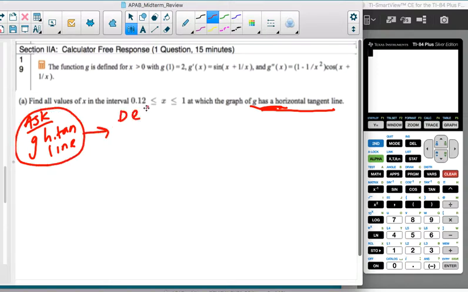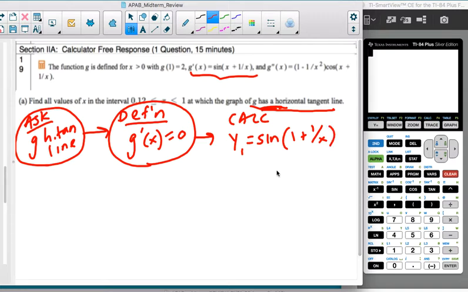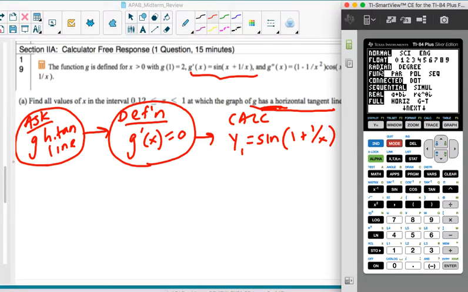Well, the definition of having a horizontal tangent line is that g prime of x is going to be 0. And that is something I can make my calculator do. Because if I use my calculator to put g prime in, I'm going to put my y1 in as sine of 1 plus 1 over x. And this is a great time to double check that you have your calculator in radian mode. Because if there are trig functions, anytime you're on the calc test, but especially as soon as a trig function pops up, you better be in radian mode. There's never a time on a calc test that you'll be using degrees. You do use it for AP Physics, though, so be cautious that you do switch back and forth.